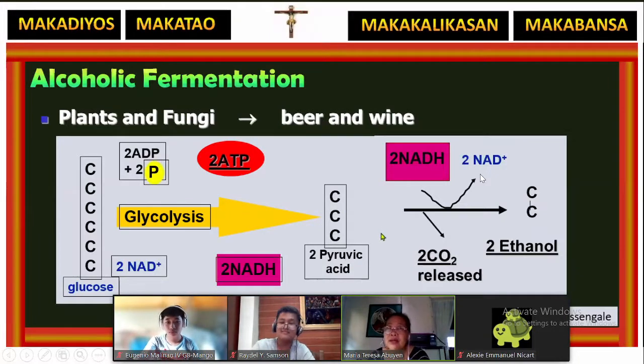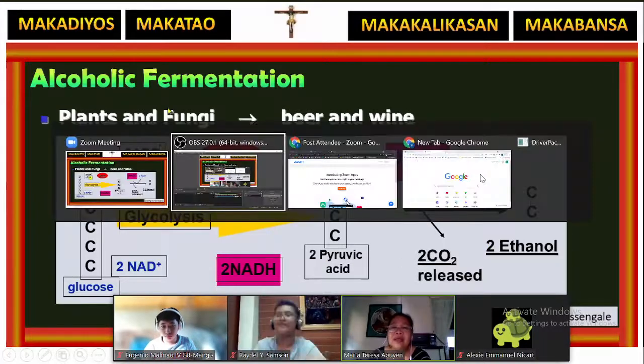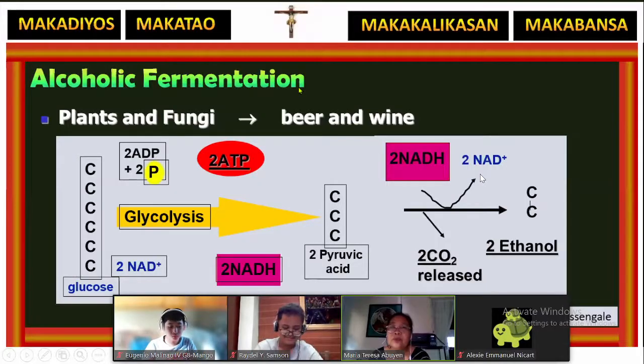For example, with bahalina, it is more expensive than ordinary tuba because its fermentation takes longer. The process of making the alcohol takes longer, so more alcohol is produced. That's why bahalina is more expensive, because with just a little drinking, a person gets drunk because of the alcohol content in it. Okay? Questions? We go to the next.